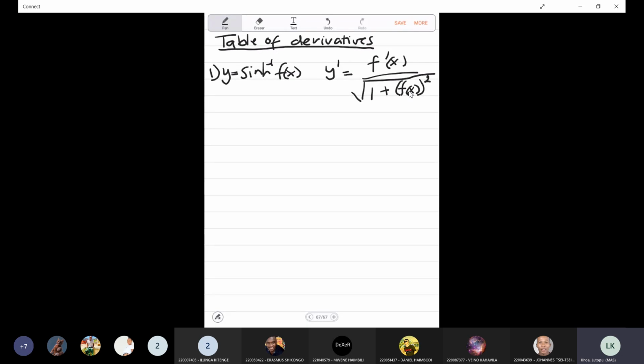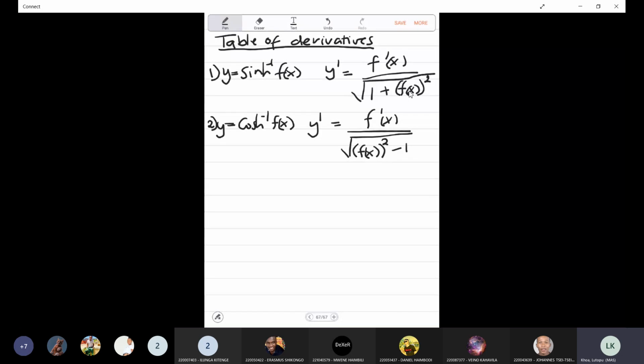And the second one, if y is equal to hyperbolic cos inverse of f of x, then y prime, the derivative in the numerator, and in the denominator we have the square root of our function squared minus 1.